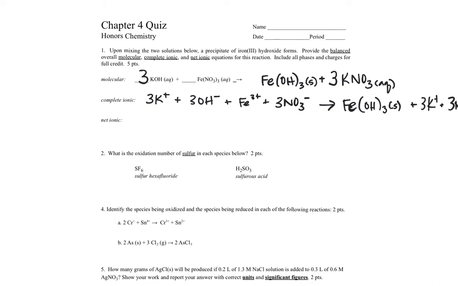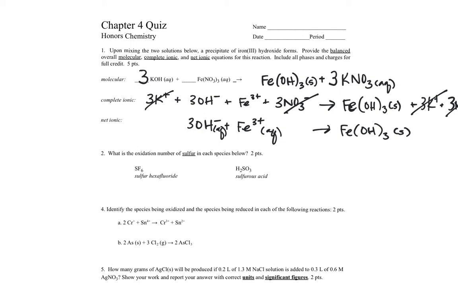The net ionic equation is anything except for the spectator ions. So we get rid of these spectator ions, and we see that we get 3 OH- plus Fe3+ is going to produce Fe(OH)3 solid. Okay, and these are aqueous.